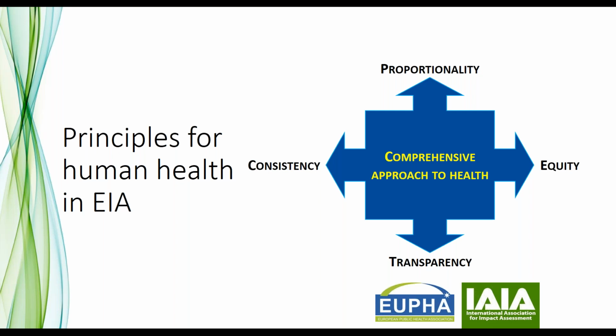Additionally to these factors, we also defined principles for human health consideration in environmental impact assessment. We need a comprehensive approach to health at the center of our considerations, and good practice in addressing human health in environmental impact assessment is the public health perspective, which is underpinned by four other principles: equity, transparency, proportionality, and consistency. More about these principles is laid down in the document, and we can discuss later on.